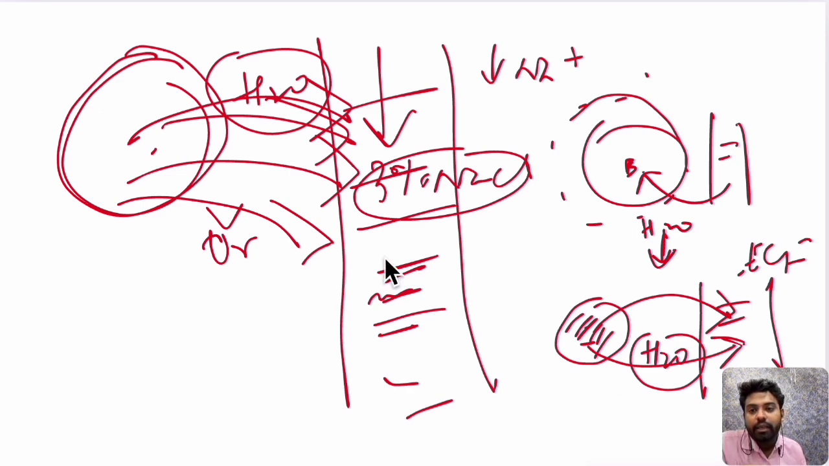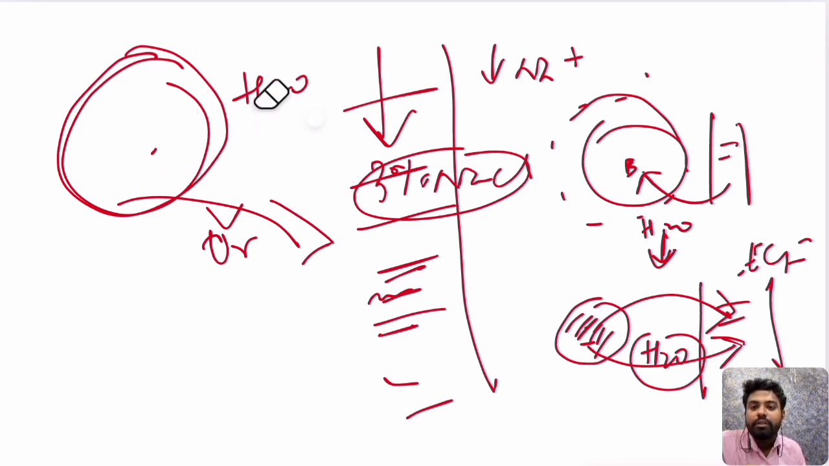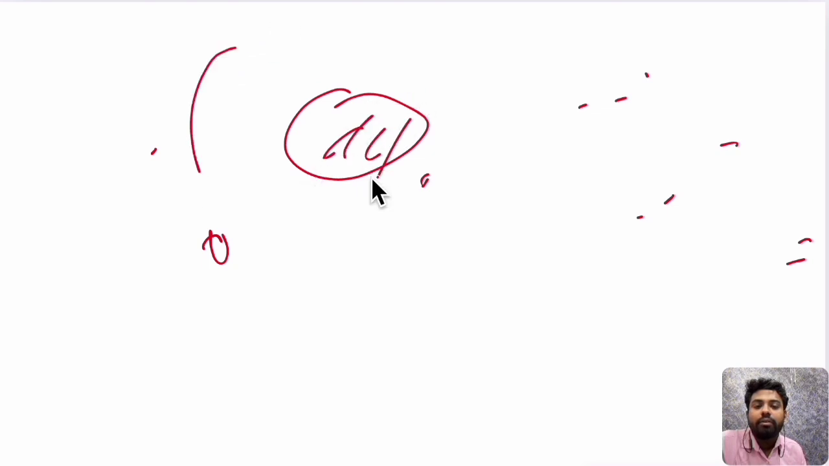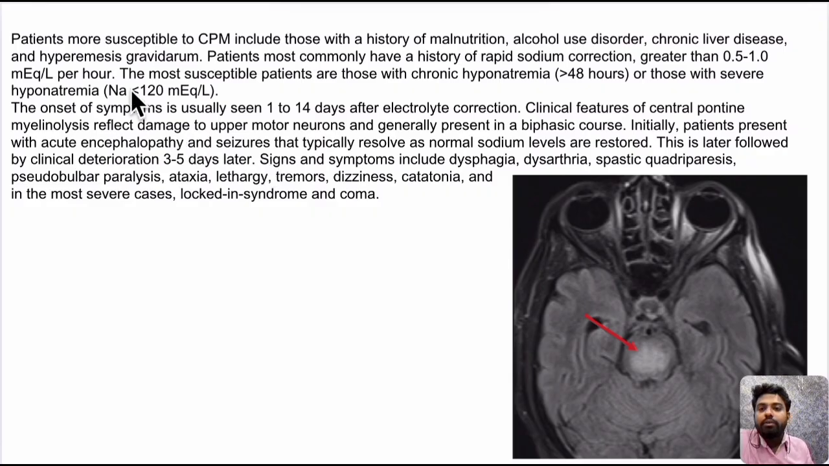One thing is brain herniation, and another thing is that this insult will cause osmotic injury to your myelin. Around your pons, it will cause demyelination, and extrapontine demyelination can also happen. So the patient will present with features of a symmetric upper motor neuron lesion. Patients more susceptible to CPM include those with a history of malnutrition, alcohol use disorder, chronic liver disease, hyperemesis gravidarum.